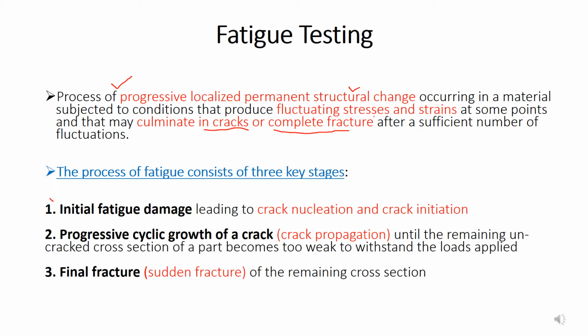So the process of fatigue failure consists of three stages. The first stage is the initial fatigue damage, in which crack nucleation and crack initiation take place. In the second step, when the crack has nucleated, crack propagation takes place, means the crack starts to grow during the load cycles, and after that the final fracture or sudden fracture of the remaining cross section occurs. So in this way, with crack nucleation and propagation, the failure of the component occurs.